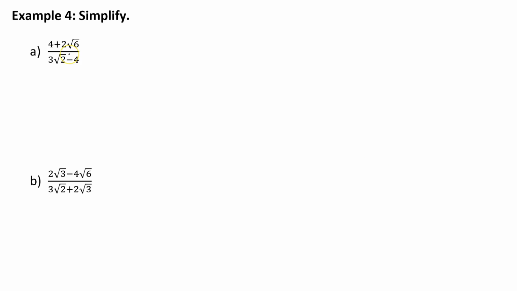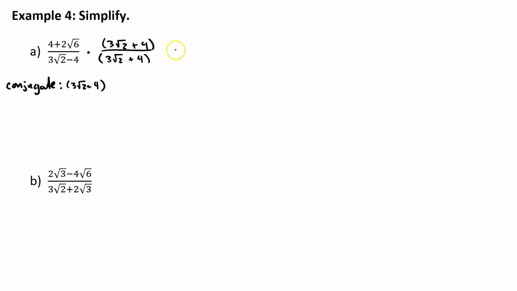So the conjugate of that denominator is going to be 3 root 2 and 4, but we're going to say plus. Okay, so I'm going to multiply this by 3 root 2 plus 4 over 3 root 2 plus 4, because remember we can always multiply any fraction by 1 to maintain the value of it.